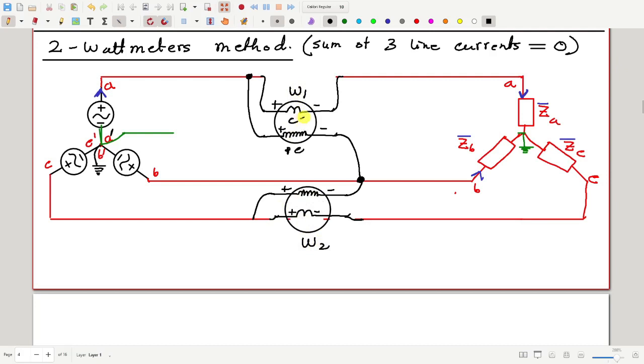So this is CC, this is CC, this is PC. I have chosen to put the current coil in series with line C. So this is C, B and A. Therefore, the voltage coil of wattmeter 2 is measuring the voltage of line C with respect to the unused line, that is line B. Is it fine now?